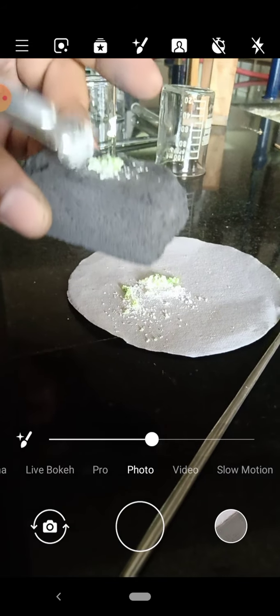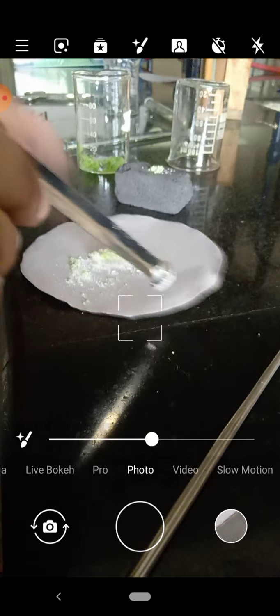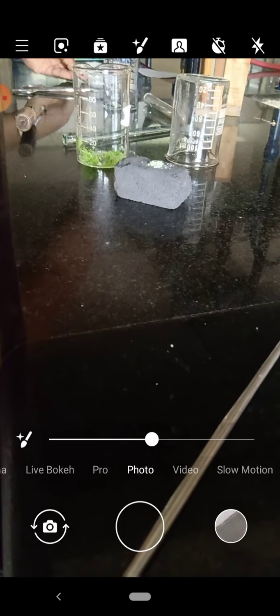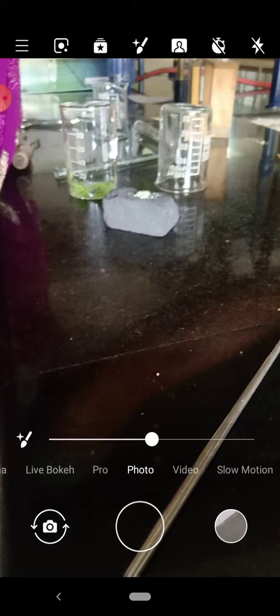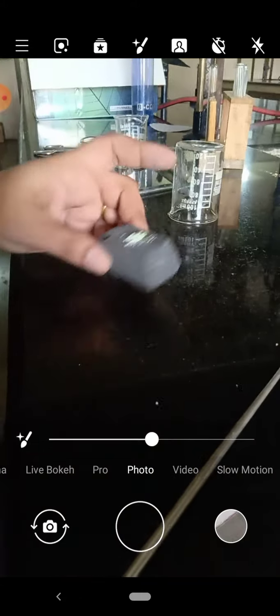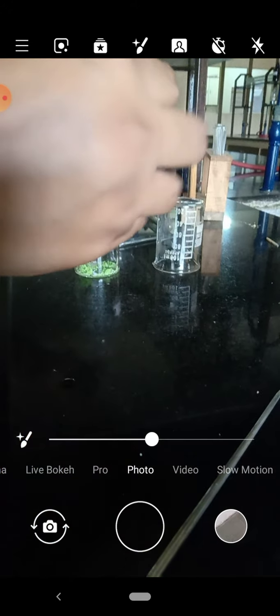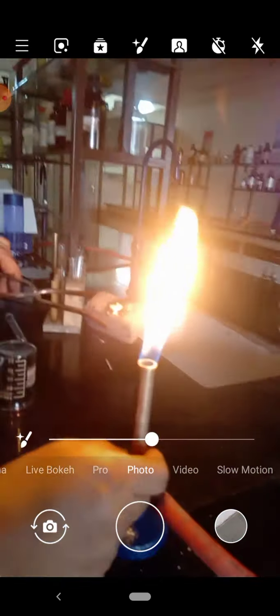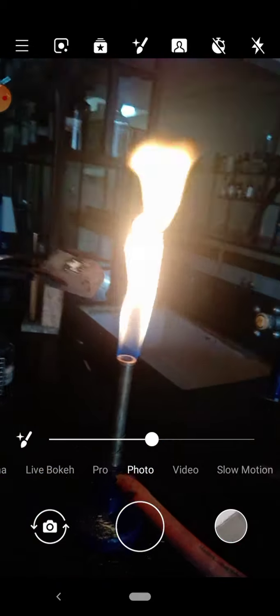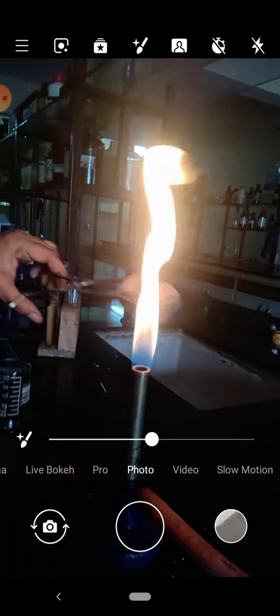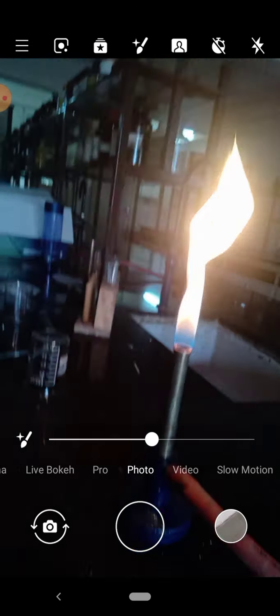After this we will add 1 drop of water, 1 or 2, so that it will get mixed properly. Then you will hold this charcoal either with a pair of tongs or you can use a test tube holder. We have to heat this on a yellow flame or reducing flame. Heat this using a blow pipe. This is a blow pipe, and see the procedure how I am doing. You will follow the same thing.